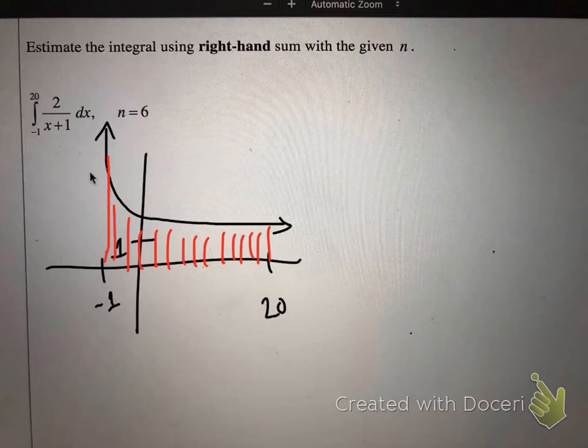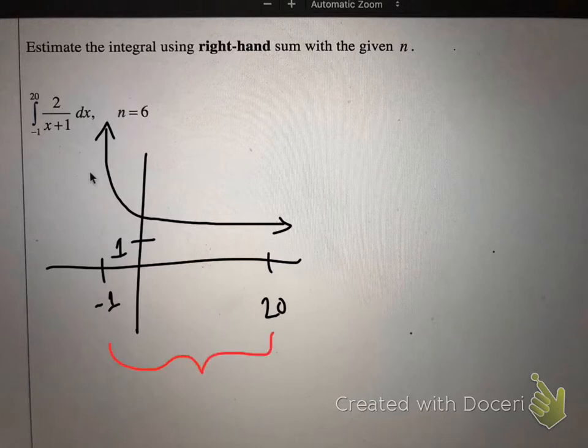So in order to find the area, we're going to use this thing called the right-hand sum. And we're going to use n equals 6. What that means is that we're going to divide this section, from -1 to 20, into 6 even parts. So let's see if I can do it here. It's going to be 1, 2, 3, 4, 5, and 6, right? There's 6 portions.